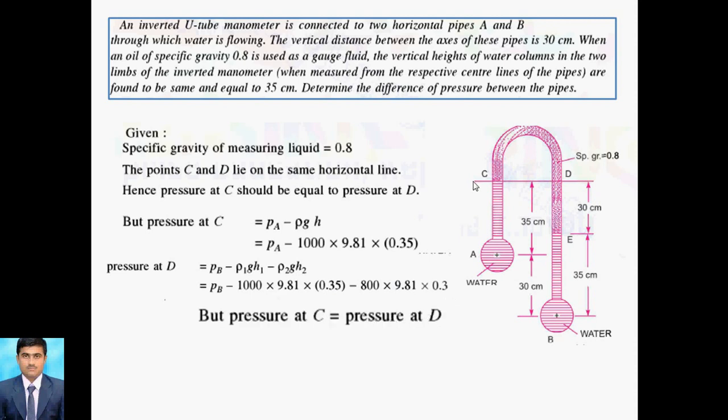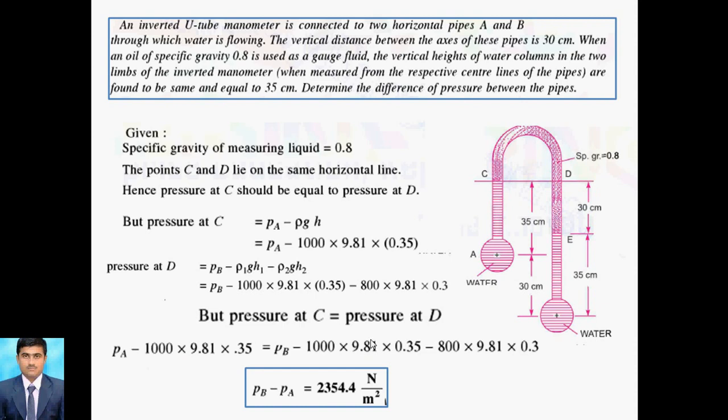After the calculation for the left and right ends, we equate the two equations, formulate the relation for PA minus PB, and find PA minus PB over here. So this is the required answer. You can put in the values and find the relation for PB minus PA is equal to 2354.4 Newton per meter square. So this is regarding the inverted U-tube manometer.